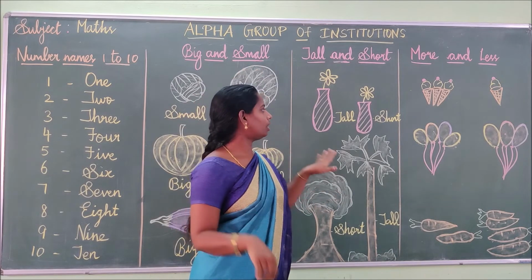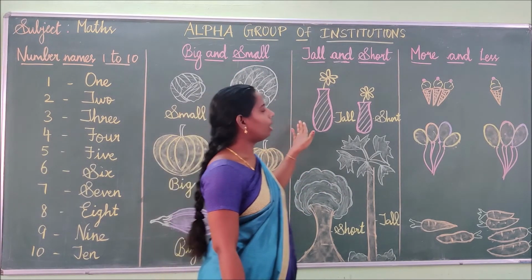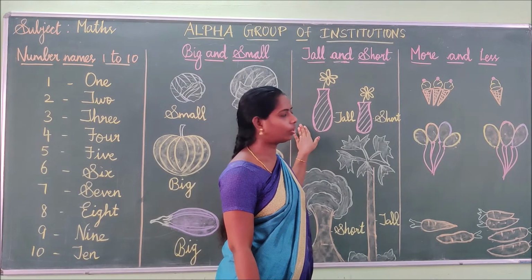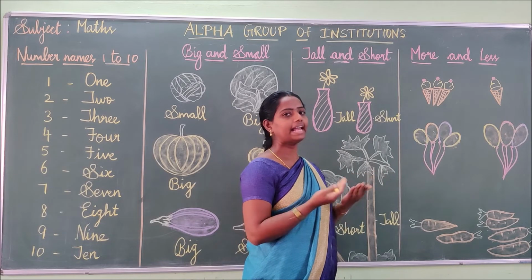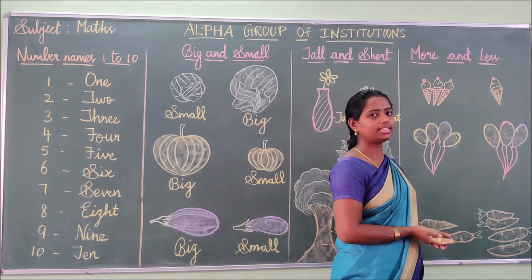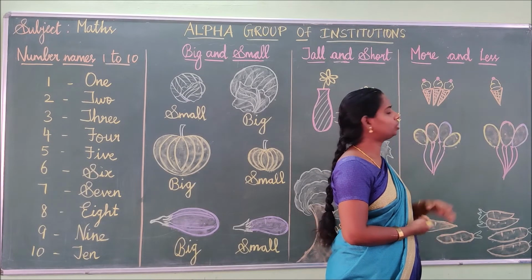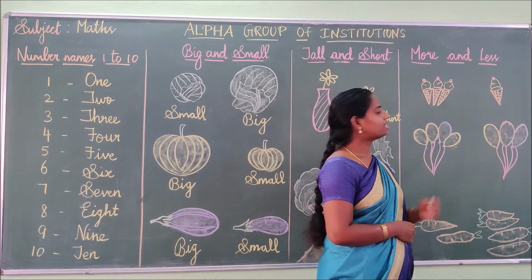Okay. Now you know about the big and small, about tall and short. Now we are moving to the more and less. Now we are going to know about it. See, children, what is the first picture you can see here? What is it? Yes, ice cream.